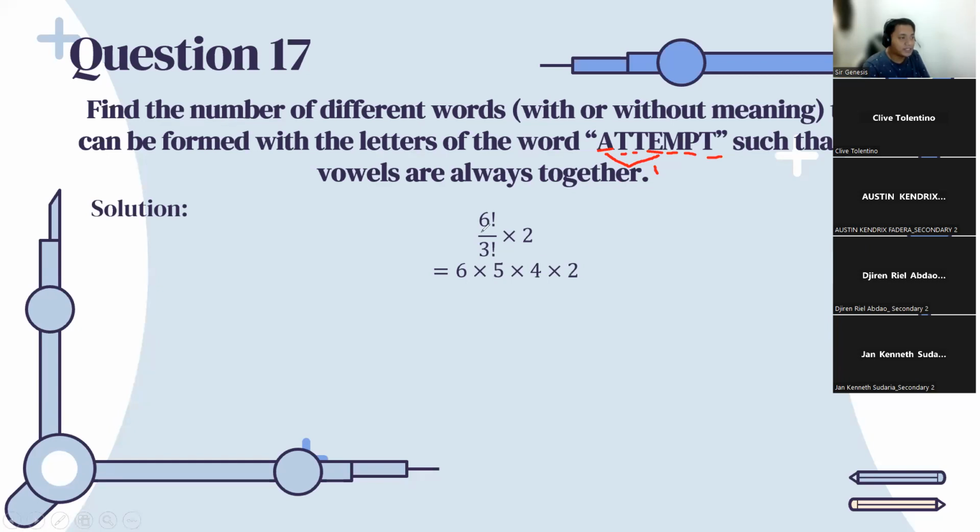Simplifying that one, if you simplify 6 factorial divided by 3 factorial, you can eliminate 3 factorial and you will be left with 6 times 5 times 4. And then you have times 2. Now simplifying this one, you have 30 times 8. That will give you 240. So the answer for this one is 240. So that's it for 17.